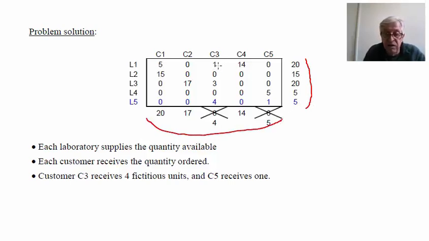Nevertheless, client 3 receives 8 units, but 4 of them are fictitious. So in fact, this client will not receive all the boxes that he asked for, and the same for client 5. So he receives 6 boxes. Nevertheless, one of the boxes is a fictitious one. So in practice, he receives 1 box less.